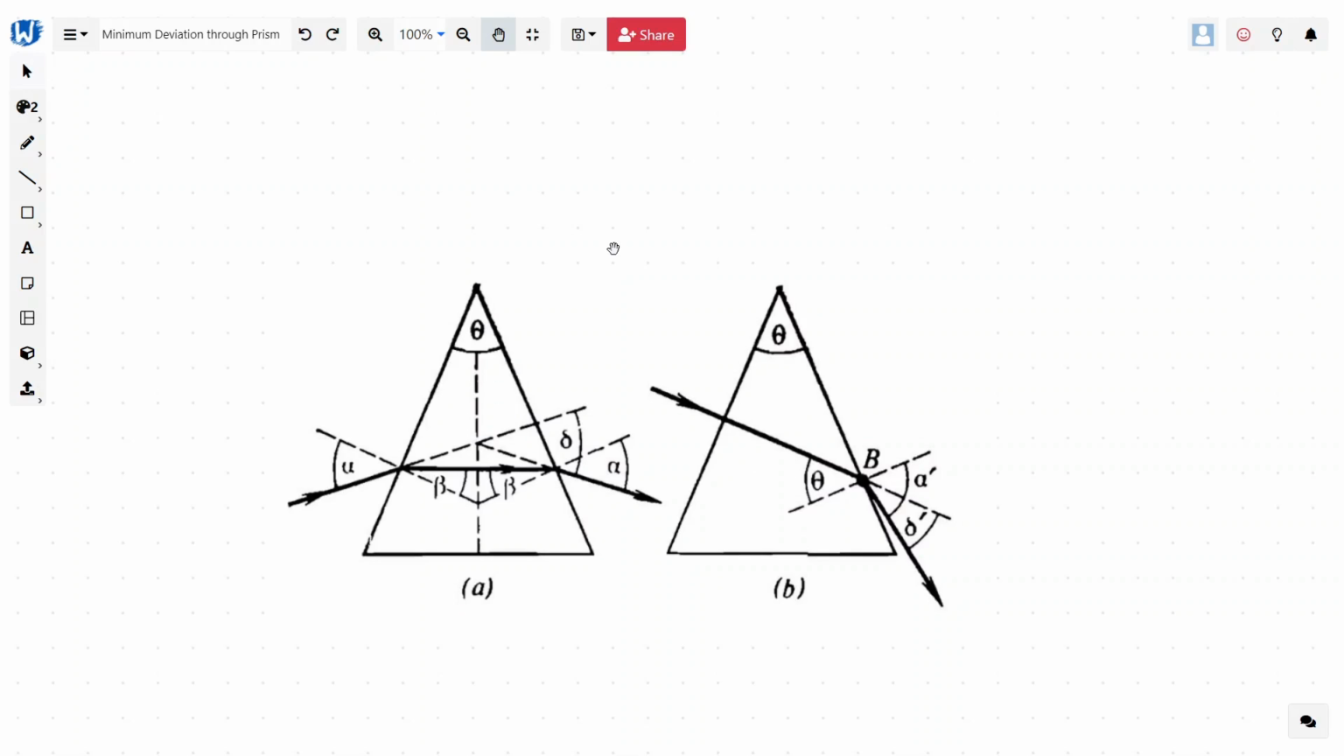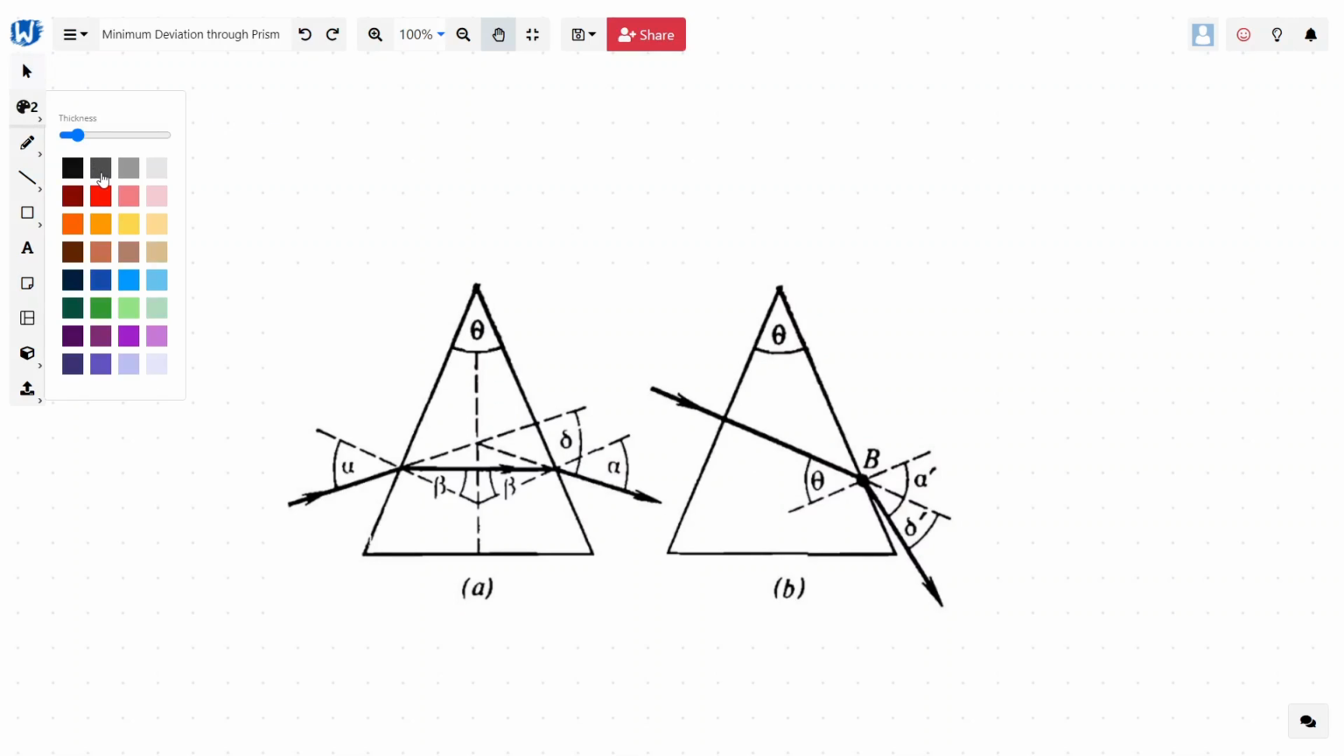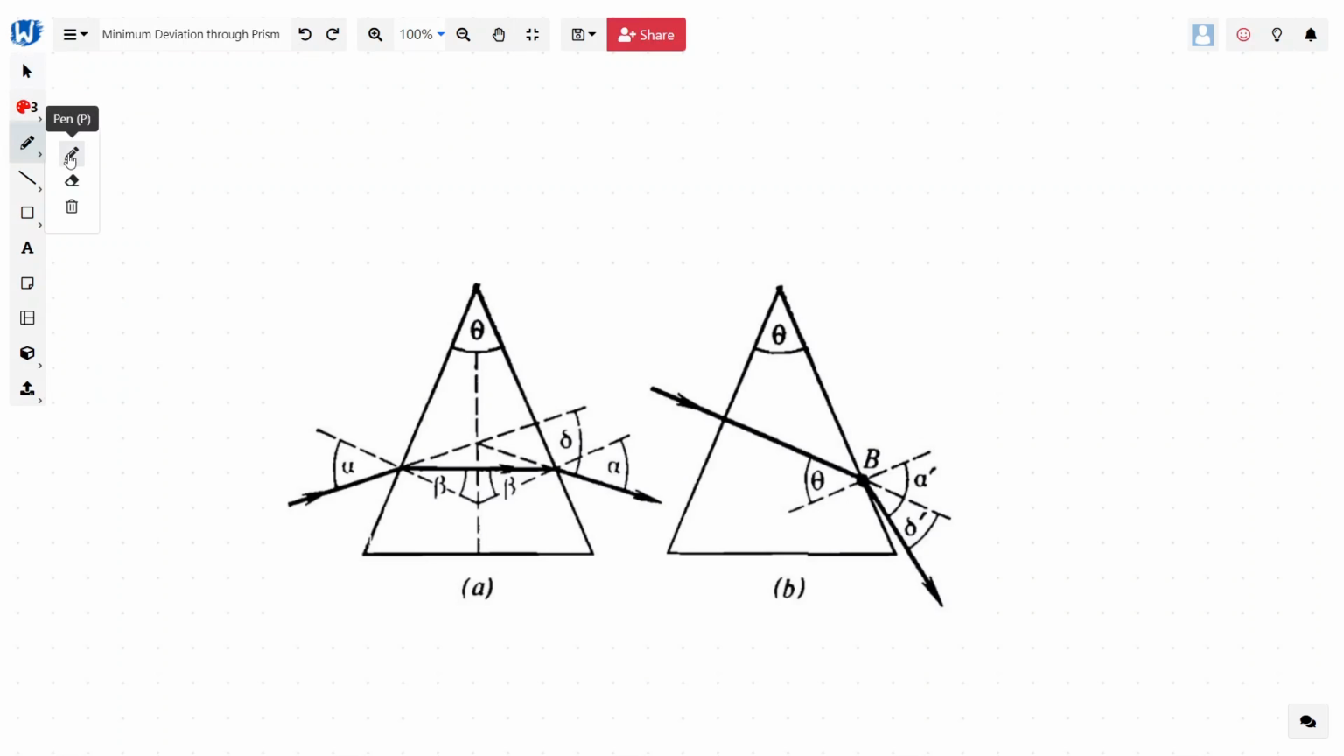Hello and welcome to today's session on prism. Today we'll solve a couple of problems related to prism, especially looking at the minimum deviation and other deviation in which we are interested in.